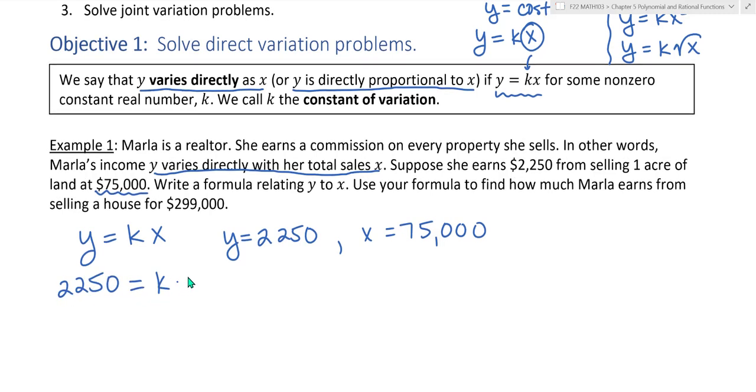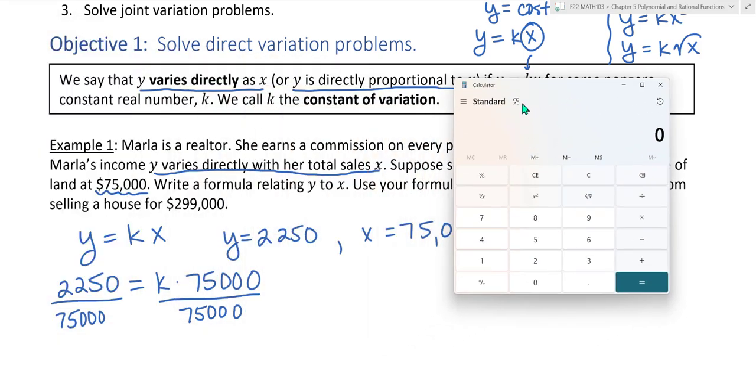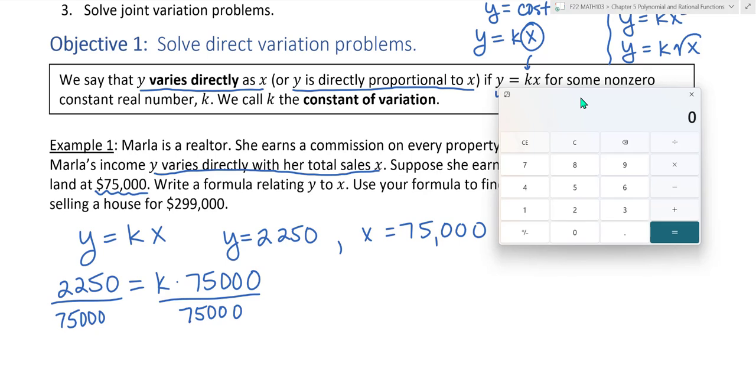2250 is equal to k times 75,000. To figure out k, we can divide both sides by 75,000. It's going to be something small, so you might even think of it as a percentage. You might already know the standard commission that realtors make. 2250 divided by 75,000 gives 0.03, so 0.03 is equal to k, or you could think of that as 3%.